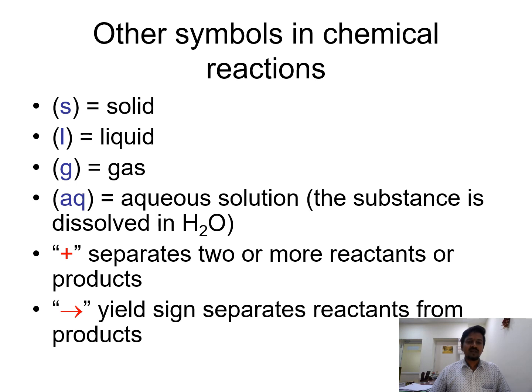Other symbols in chemical reactions. There are many symbols involved in chemical equations for solid, liquid, gas, aqueous solution, separating two or more reactants or products, and yield. S indicates solid, L indicates liquid, G indicates gas molecules, AQ indicates aqueous solution, and the plus symbol indicates two or more reactants or products. The arrow mark indicates the direction of the reaction from reactants towards products.